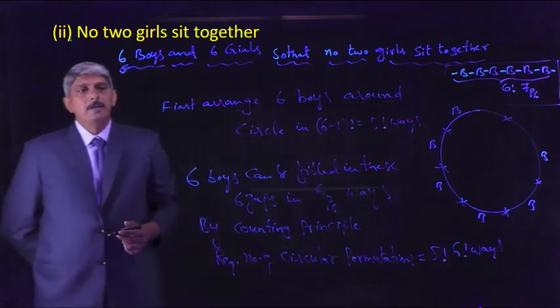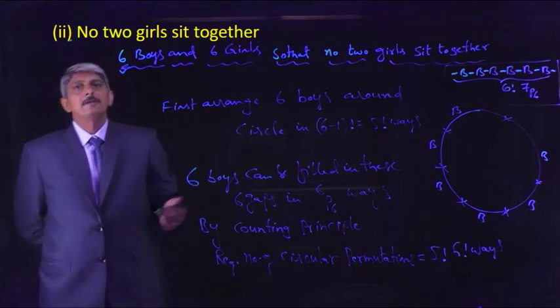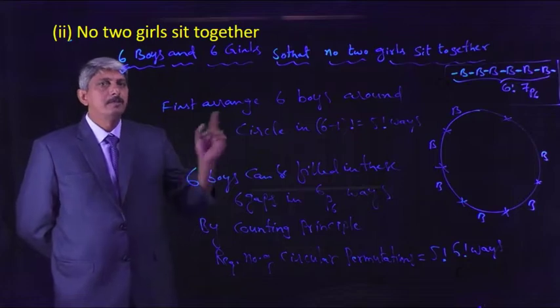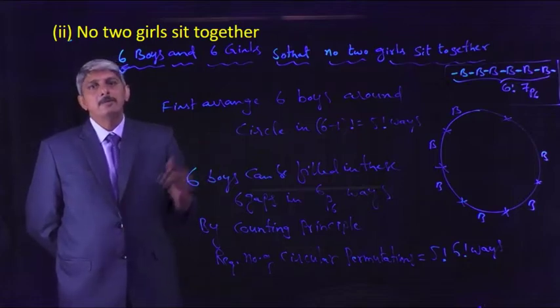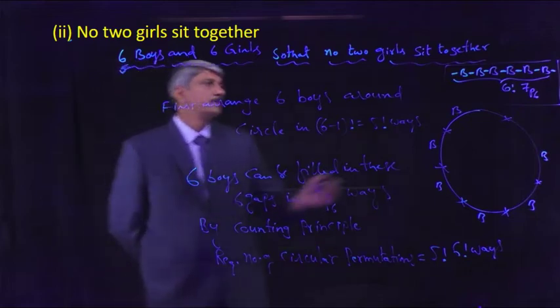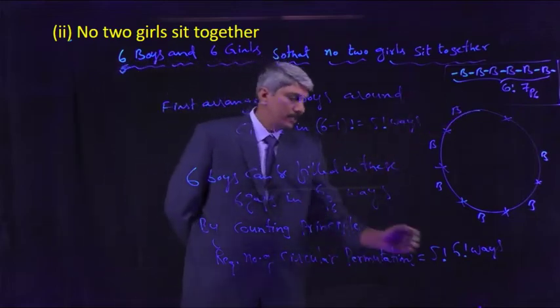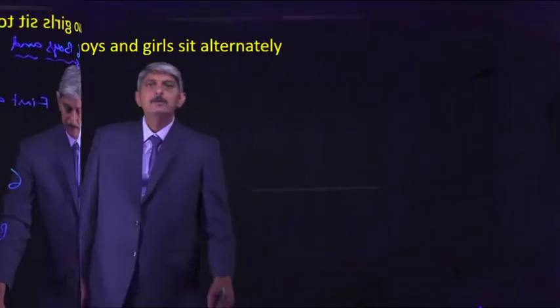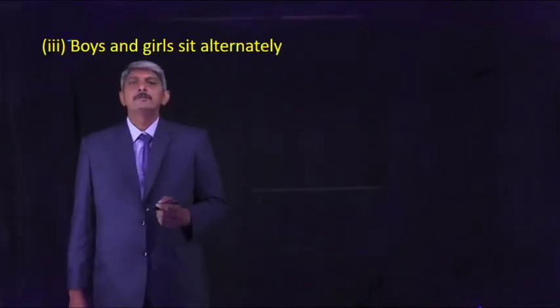Okay, the required number of circular permutations is 5 factorial into 6 factorial. But in the previous case, the required number of circular permutations in linear arrangements was 6 factorial and 7P6, but 5 factorial into 6 factorial ways. Okay, now we will discuss the third case.